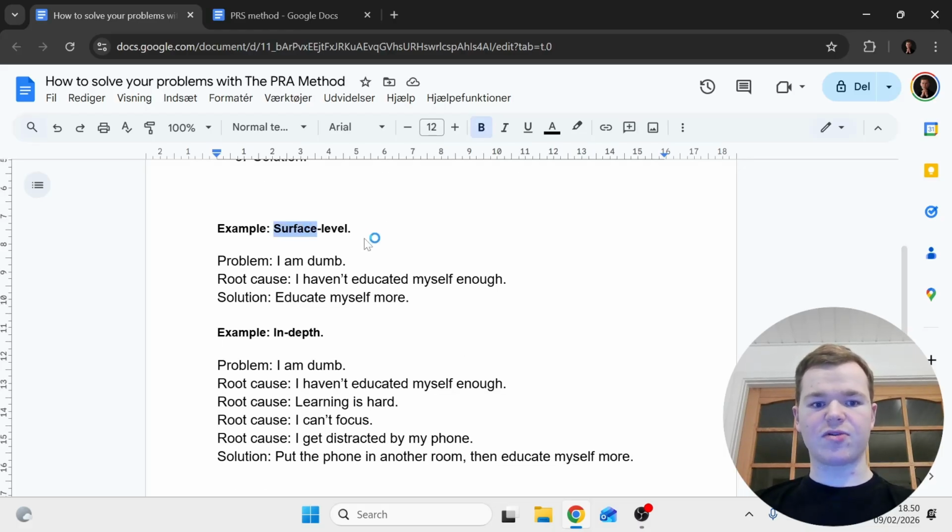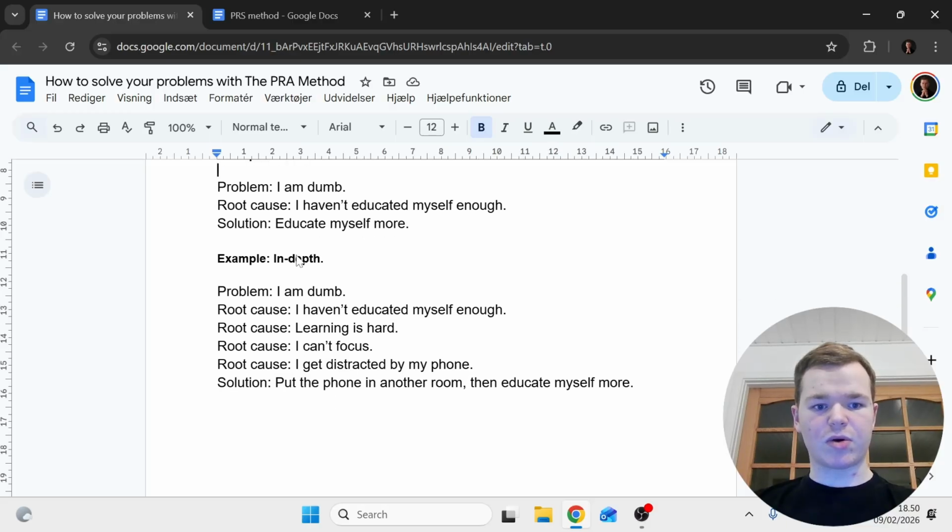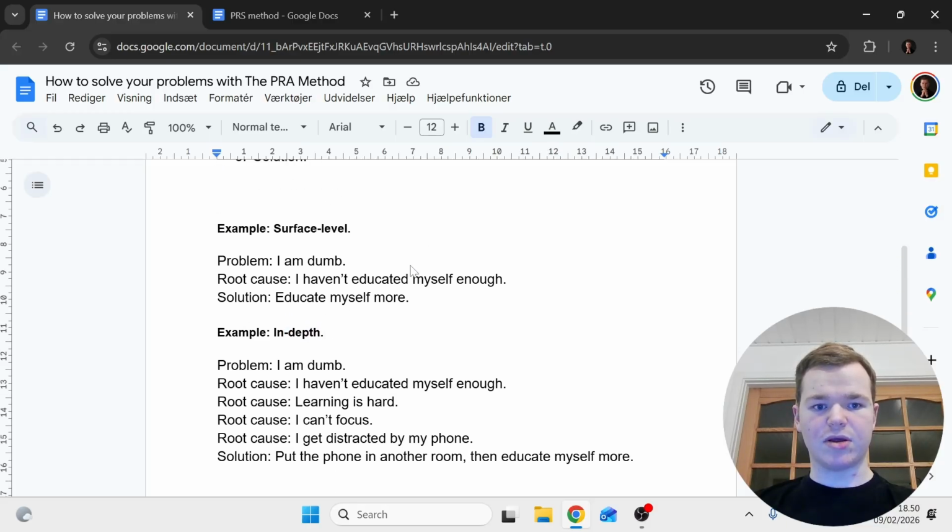First I have a surface level example right here, and then we're going to look at an in-depth example right here. The reason I want to show you this is because if you do this only on a surface level, then you are not going to get to the real root cause that you need to know in order to actually solve the problem with the action that is necessary. But if you do go in depth and you figure out the real root cause for your main problem, then you are going to be able to get to the real solution, the solution that will actually solve your problem.